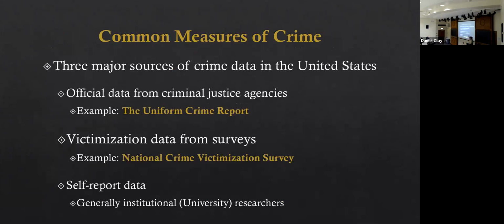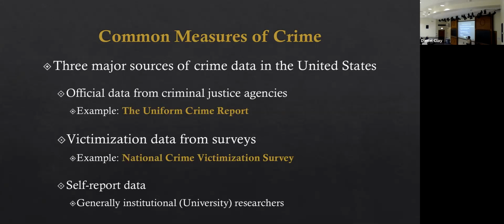So when we talk about measuring crime in the United States, there's generally 3 sources of crime measurements. And so the official data from criminal justice agencies is recorded in the Uniform Crime Reports.